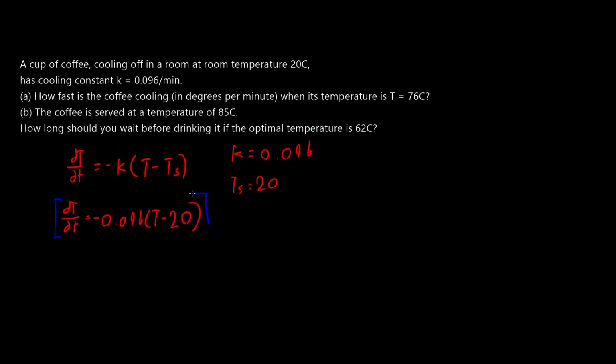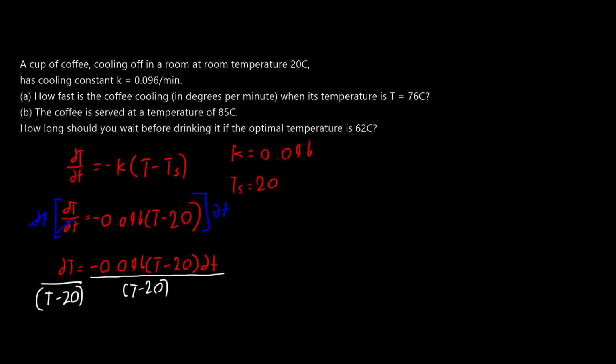And now I'm going to multiply both sides of this equation by dt. So we're going to cancel dt on both sides over here. And then we're going to have dT equaling negative 0.096 multiplied by T minus 20 dt. We can then divide both sides by T minus 20. And then we will see that we can cancel out this thing. So now we're going to have dT over T minus 20, and it's going to equal negative 0.096 times dt. So now we have fully separated the variables.